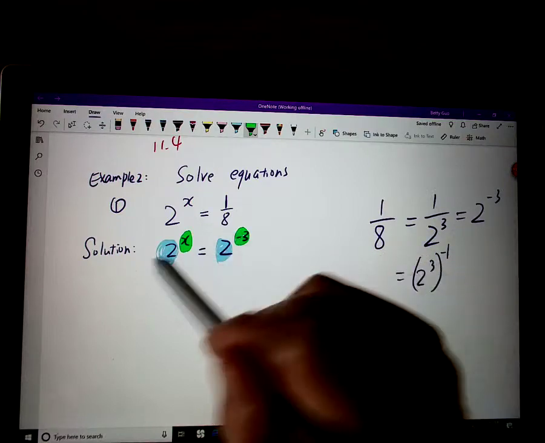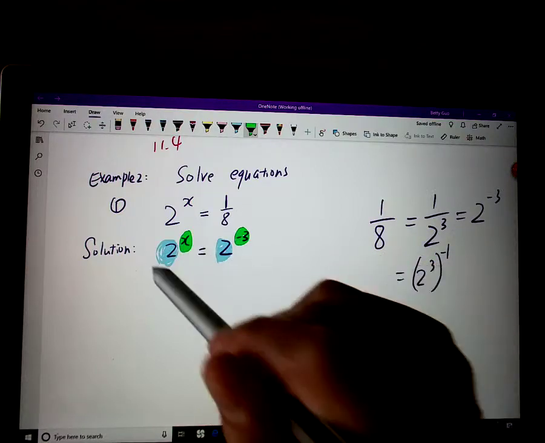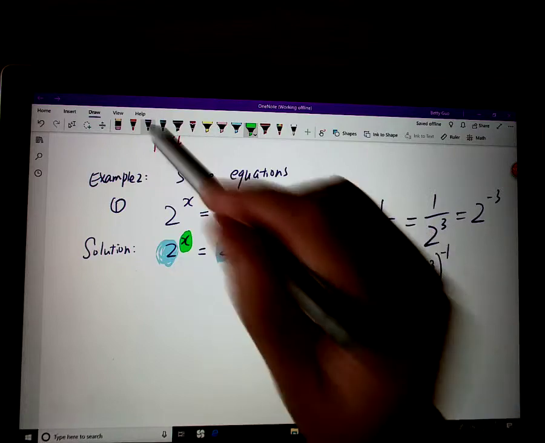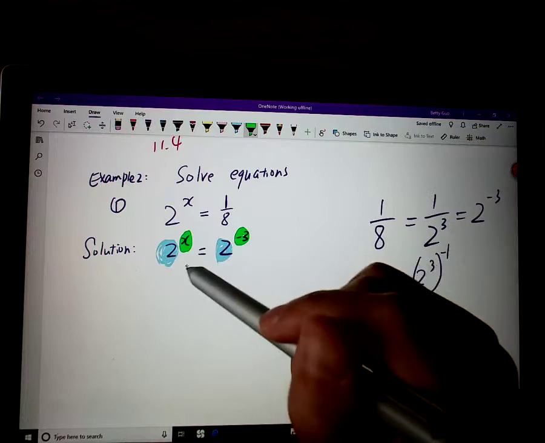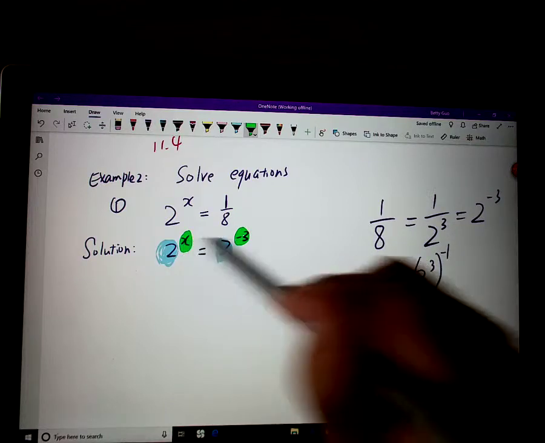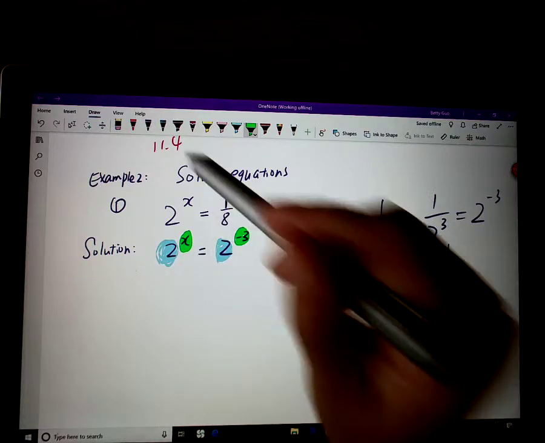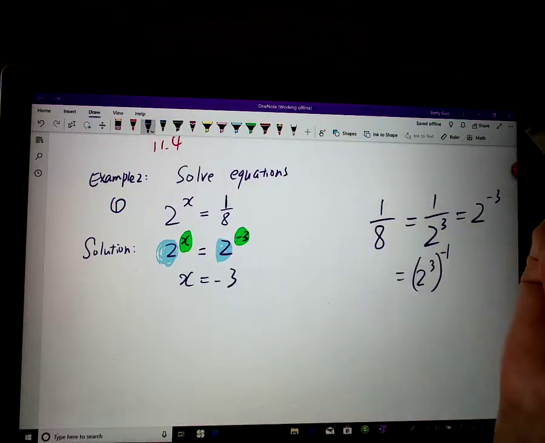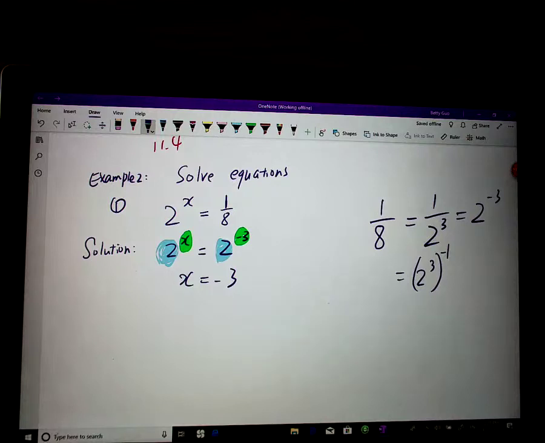If the two exponentiations are equal to each other and they have the same base, shouldn't they have the same exponents? Corresponding parts are equal to each other. 2 equals 2, so x is supposed to be equal to negative 3. So that's how we get x equals negative 3. Is that easy? Yeah, pretty straightforward.